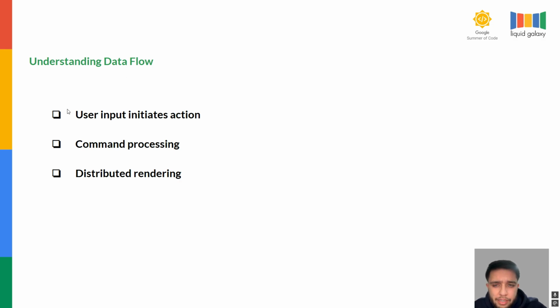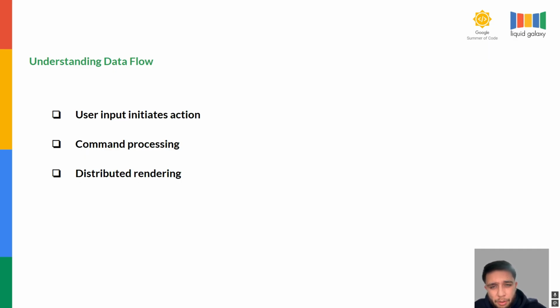Understanding data flow. In this slide, we'll try to understand how data flows inside the Liquid Galaxy system step by step. The data flow starts when user input initiates an action. This means when a user interacts with the system using a keyboard, mouse, or mobile device, like zooming into a location or rotating the view. This input is the trigger point for everything that happens next. After the input, the next step is command processing. Here the controller software receives the user inputs and sends them to the master node. The master node understands the command and decides what change needs to happen across the whole system.